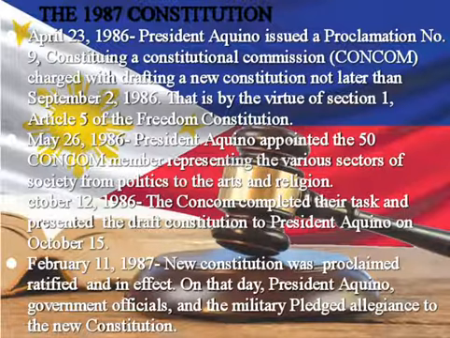On May 26, 1986, President Aquino appointed the 50 CONCOM members representing the various sectors of society, from politics to the arts and religion. On October 12, 1986, the CONCOM completed their task and presented the draft constitution to President Aquino on October 15. On February 11, 1987, the new constitution was proclaimed, ratified, and in effect on that day. President Aquino, government officials, and the military pledged allegiance to the new constitution.